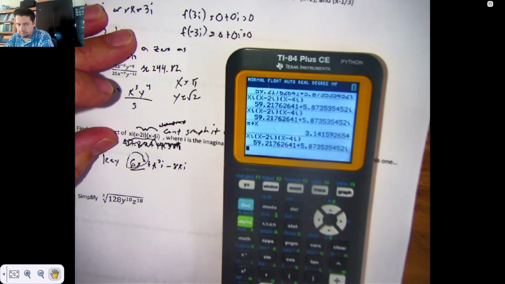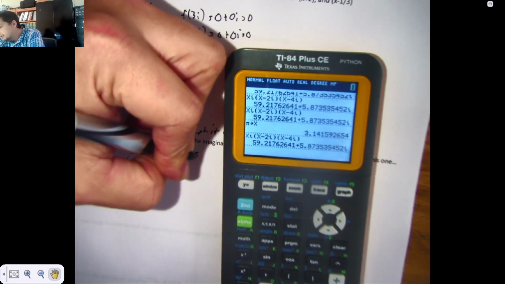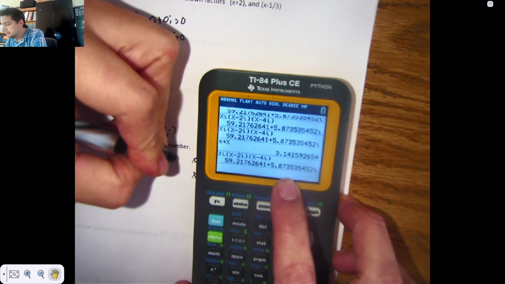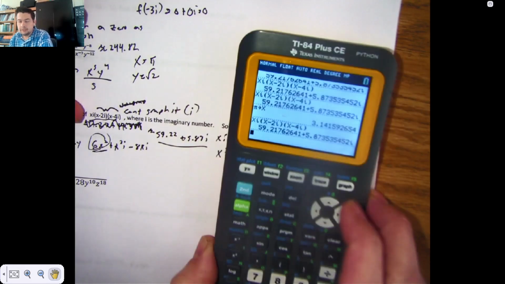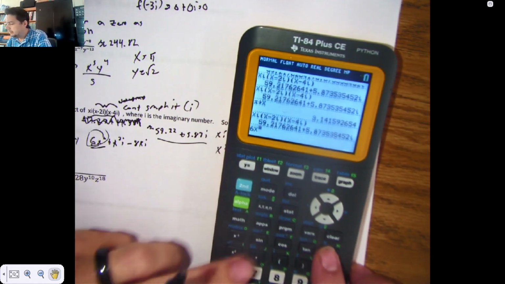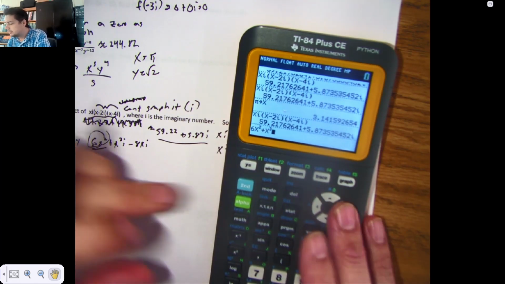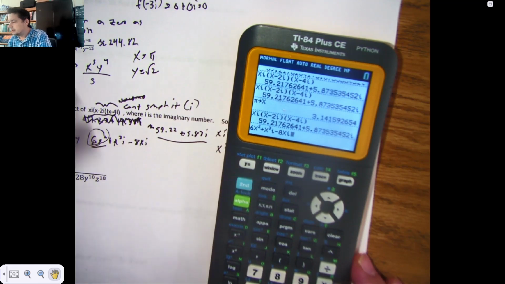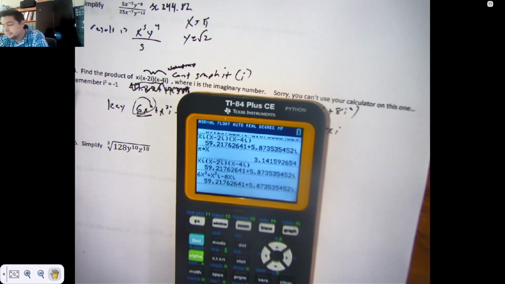So you plug pi into this thing, and it returns 59.22 plus 5.87i. Maybe you can see that, okay? Here's the key. Type in the key. If this is multiple choice, again, this works. If this is not multiple choice, this does not work. And we have numerical equivalency. Simplify this thing. It's doable.